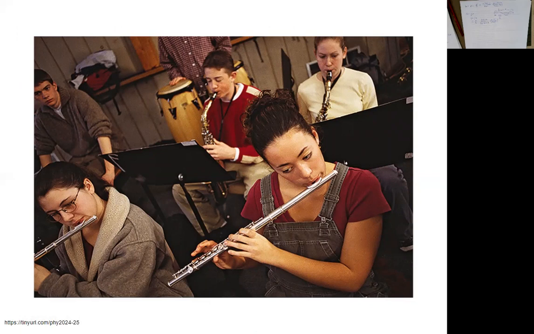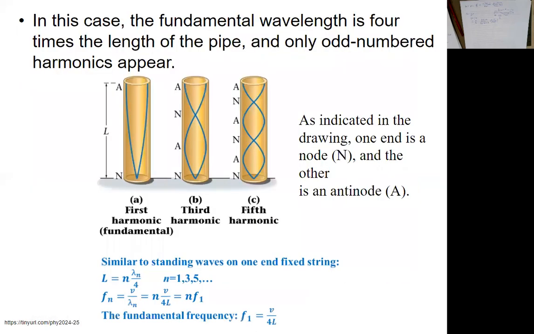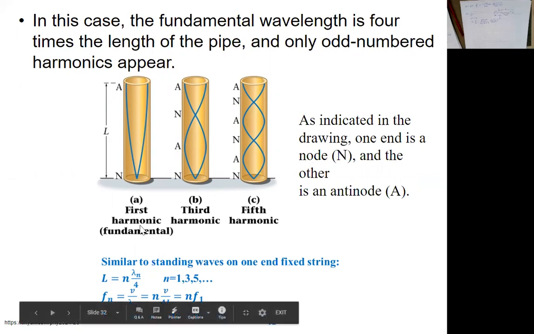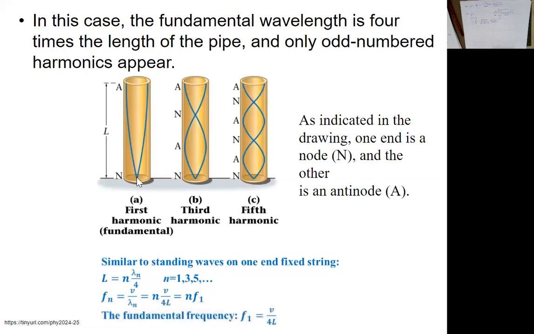Other than things like guitar strings, drums, flutes, etc. are using air columns. Now for air columns, if you have one end closed and the other end open, then you could have standing waves like this. This is the first harmonic. For the open end, you'll have an anti-node. For the closed end, you'll have a node. So again, this is the first, and then the next one will be the third, the next one will be the fifth. So the odd numbers.